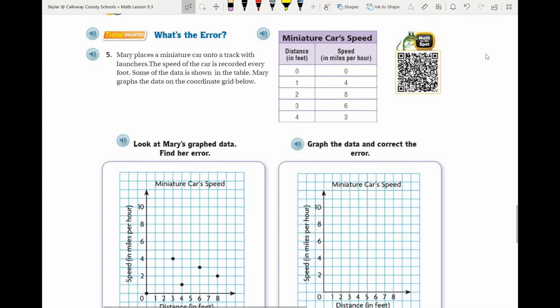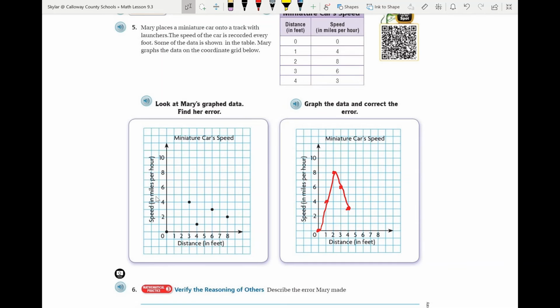So go ahead, gang, pause it now. So hopefully your graph looks something like this. And it makes sense if you think about it. Our distance is our x coordinate, our speed is our y coordinate. So at 0 distance, as in when the car has not moved at all, it has no speed in miles per hour. But at 1 foot, it's going 4 miles per hour. At 2 feet, it's going 8 miles per hour.